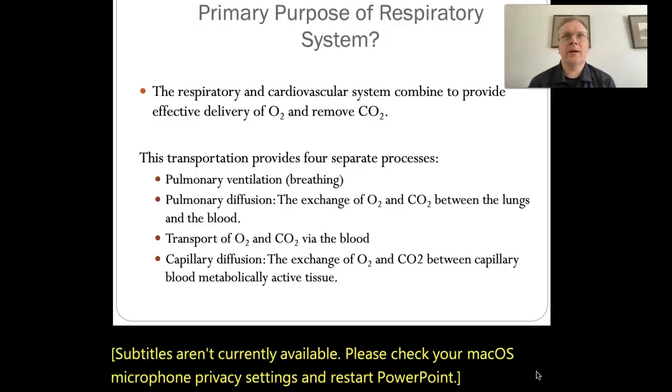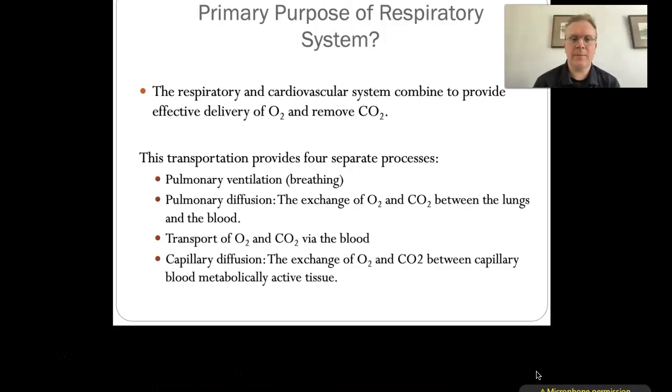Also, to actually get that oxygen to the working tissue, but also remove that CO2 is going to be that pulmonary diffusion. So we'll talk a little bit about just what's happening with that pulmonary diffusion, that exchange of O2 and CO2 between the lungs and the blood and really at the alveoli. And then that transport of O2 and CO2 via the blood. So actually getting that O2 to the working tissue.